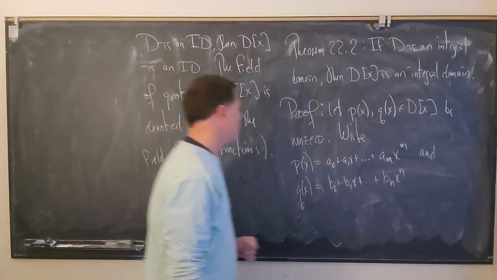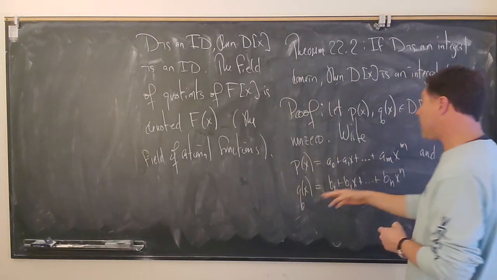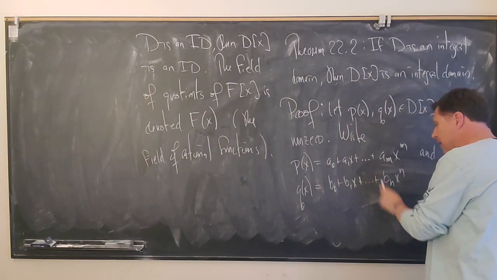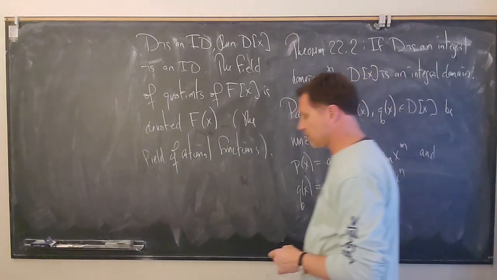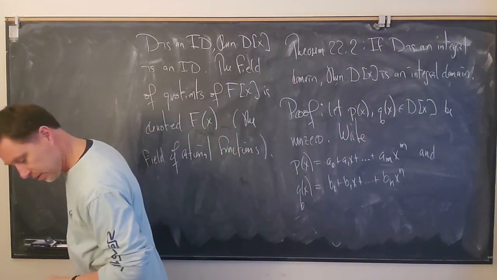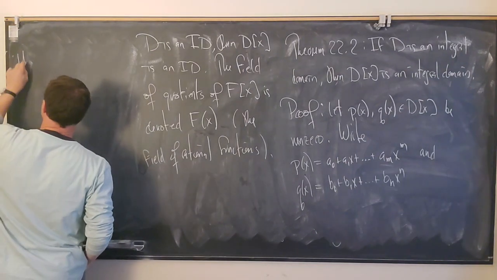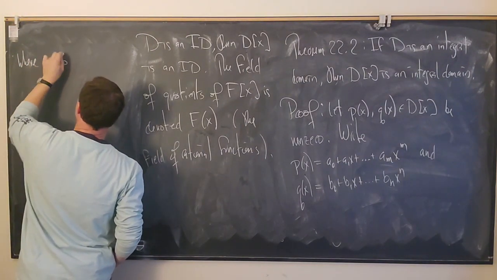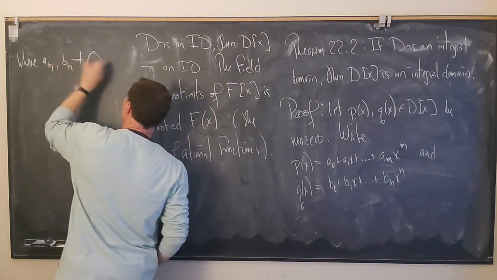Here I'm thinking of the degree of p of x as equal to m and the degree of q of x as equal to n, which means that a sub m is non-zero and b sub n is non-zero. So to finish this off, where a sub m and b sub n are not equal to 0.